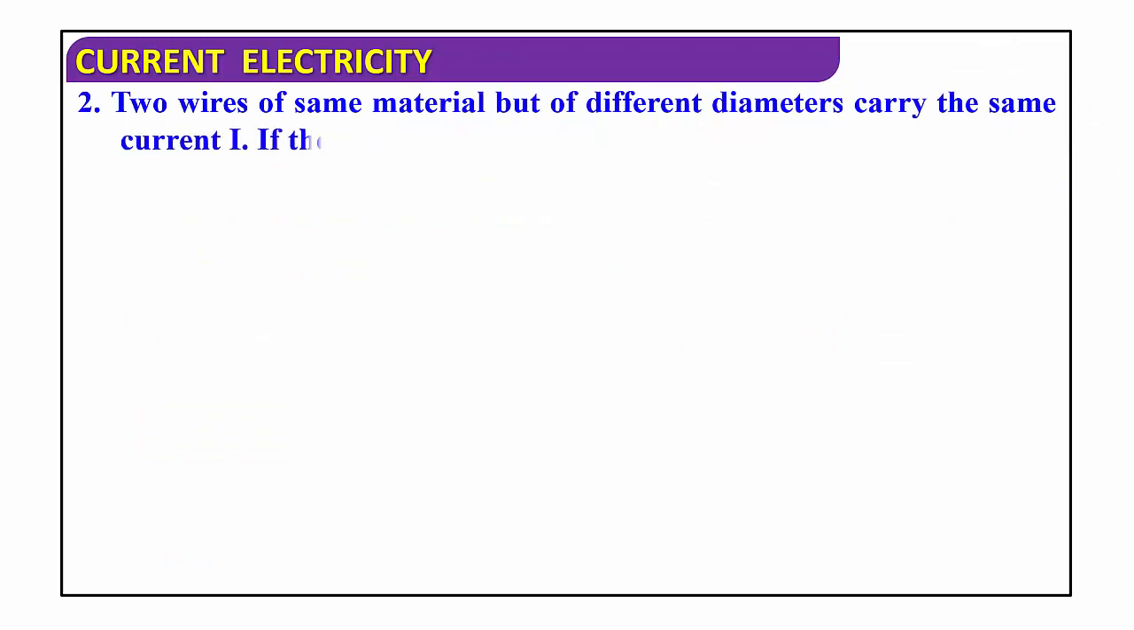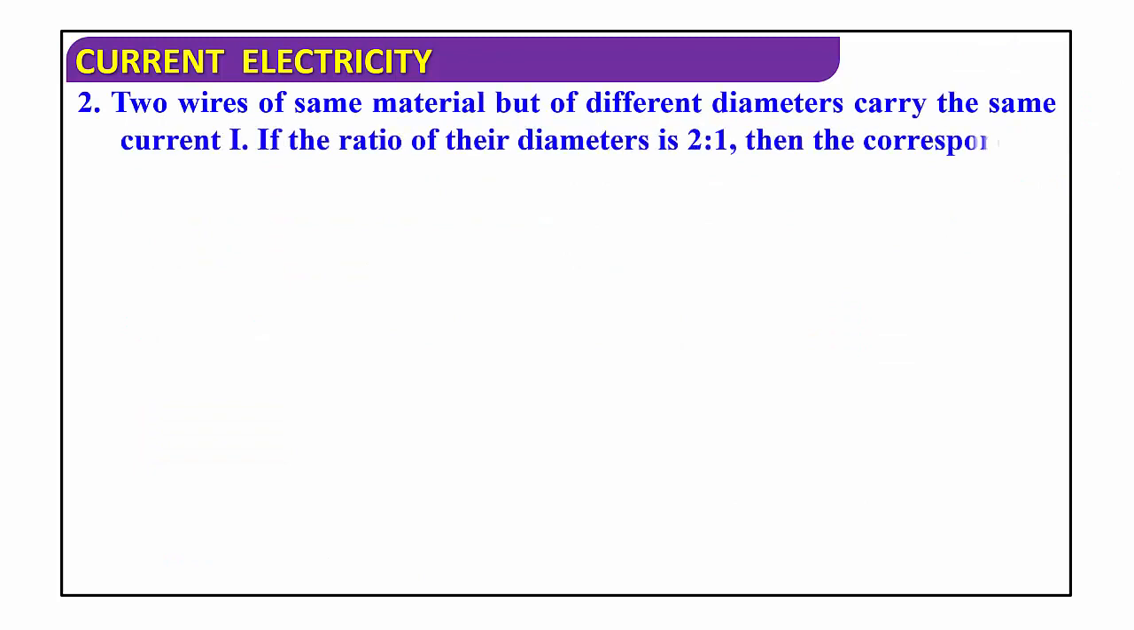Yes, the second question is, two wires of same material but of different diameters. They had given two wires made of the same material having different diameters, means thickness of the two wires is different, but both the wires carry the same current I. If the ratio of their diameters is 2:1, then the corresponding ratio of their mean drift velocities will be.